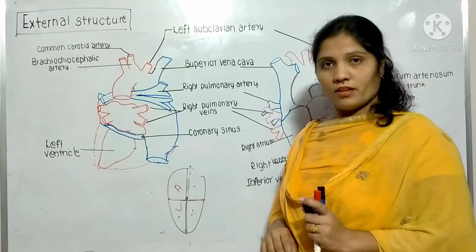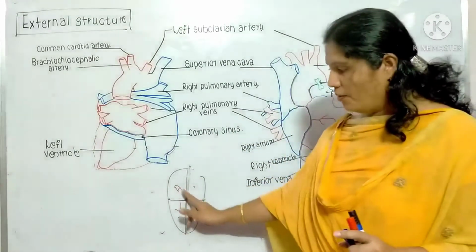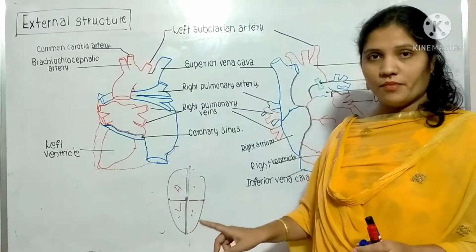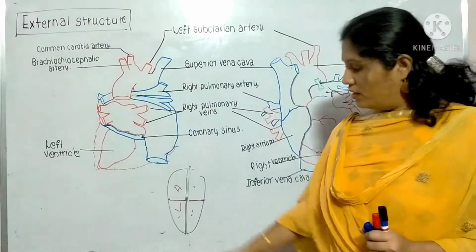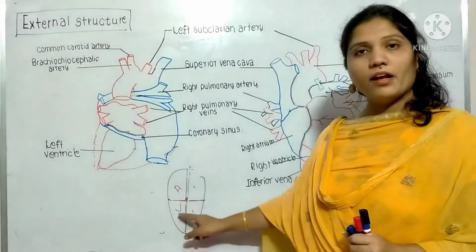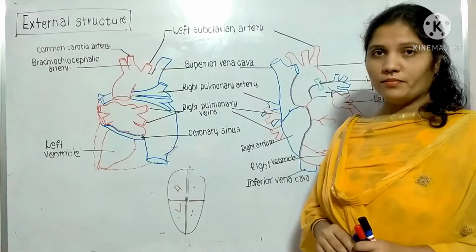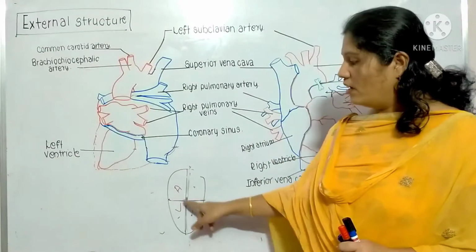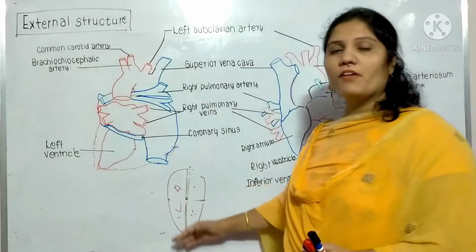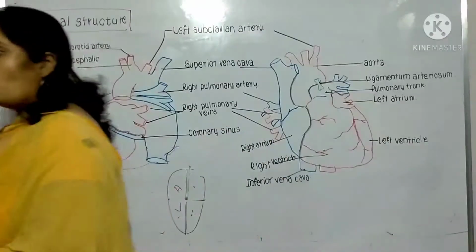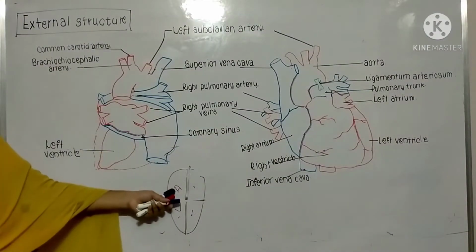Once again, the septum present between the two atria is known as the interauricular septum. The septum present between the two ventricles is known as the interventricular septum. And the sulcus present between the auricle and ventricle is known as the auriculoventricular sulcus.